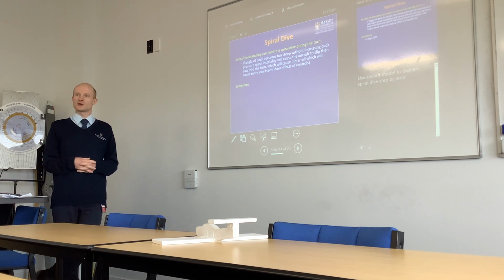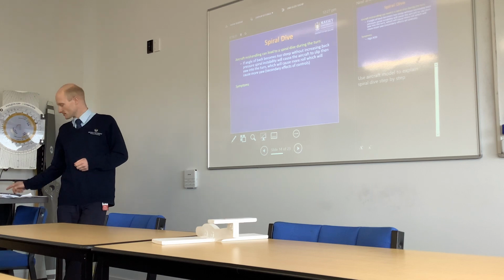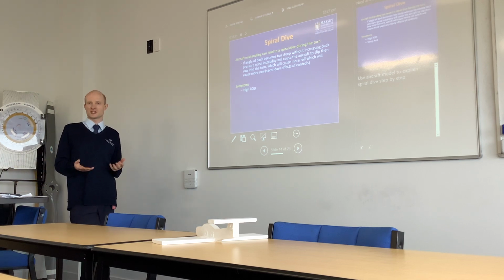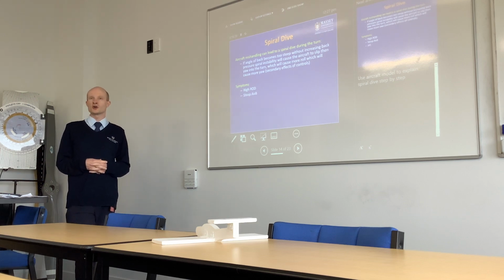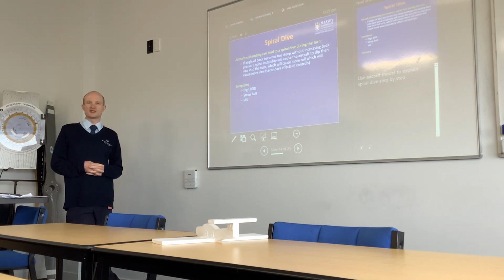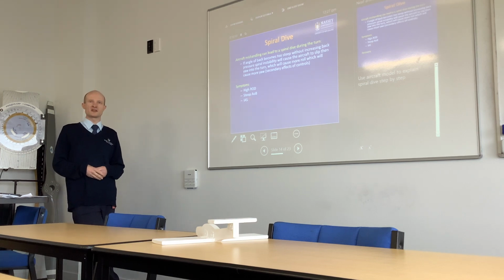What are the symptoms? You could ask them about what they think the symptoms will be. Otherwise, highlight that the rate of descent will be high, potentially increasing. The nose attitude will be low. The angle of bank could be increasing, steep or steepening. Sometimes there's an increase in the G as well. This is as the angle of bank gets steeper and steeper. They may actually be able to detect the increase in G.